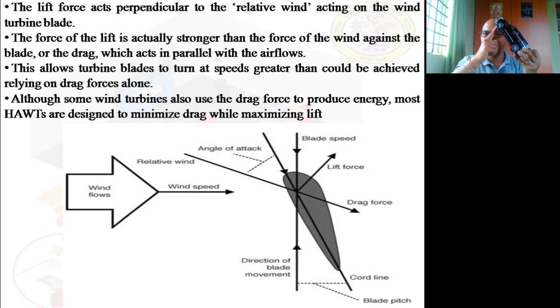whereas the other one makes it move in a perpendicular direction. So these are the two forces which are predominant, where the lift force is maximum and very strong, and acts perpendicular to the air flow. This allows the turbine blades to rotate at speeds greater than could be achieved relying on the drag forces alone. Is it clear? Although there is some drag, wind turbines also use the drag force to produce energy. Most horizontal axis wind turbines are designed to minimize the drag force while maximizing the lift force.